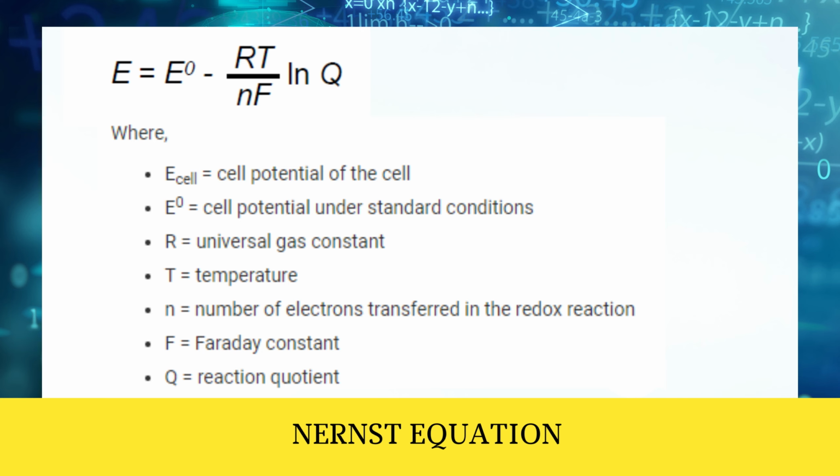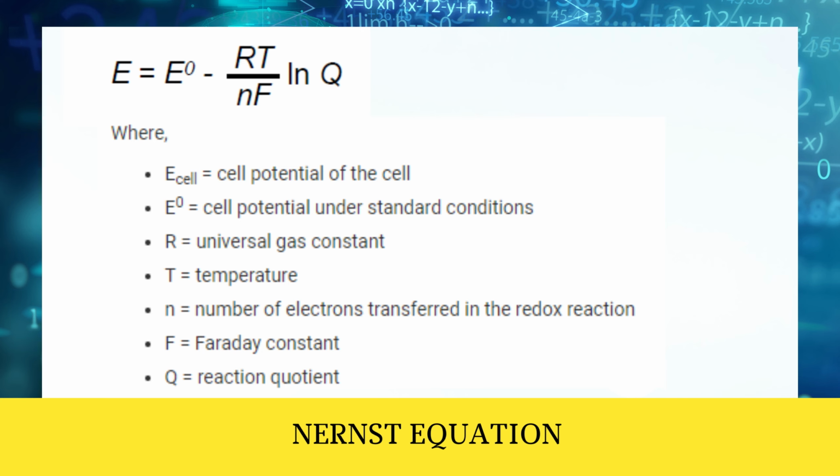T is the absolute temperature in Kelvin, and n is the number of moles. The number of moles here is the moles of electrons transferred between the oxidizing and reducing agent. F is the Faraday constant. The value is 96500 C per mole.